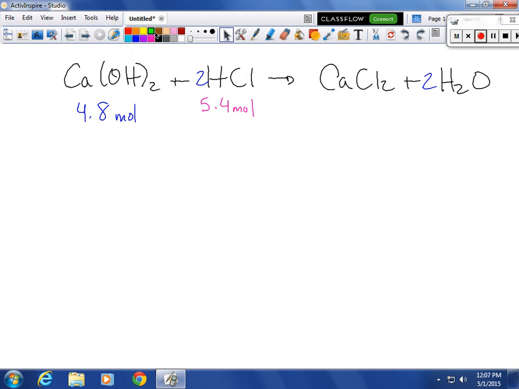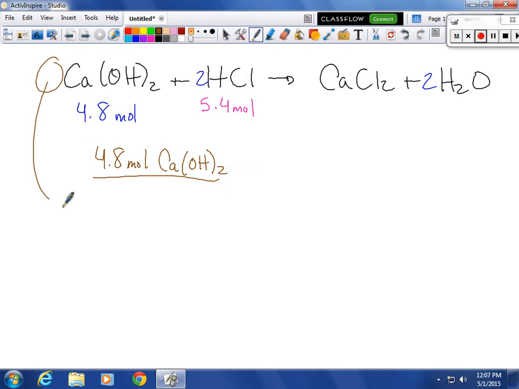And right here, we're going to start with 4.8 moles of CaOH2. And what is the coefficient on it? It's a 1. So nothing's going to change. So I have 4.8 moles of CaOH2. But then notice what happens here.